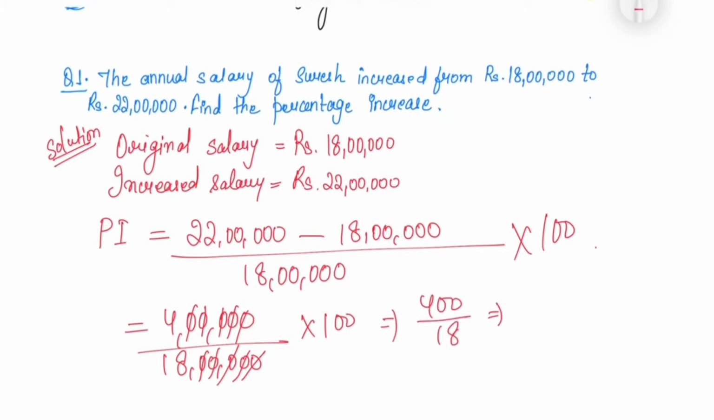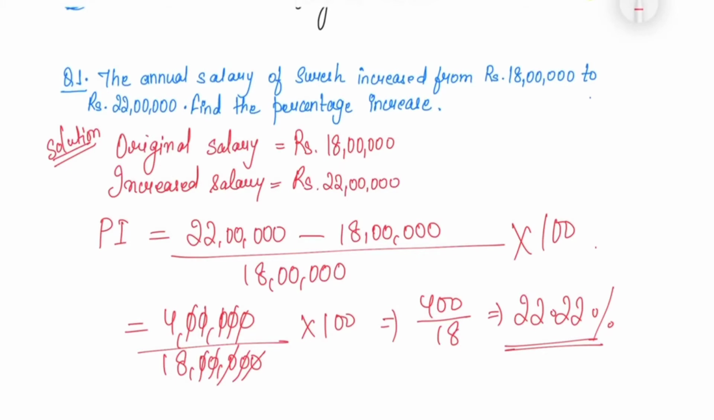When you calculate this, you will get your final answer, that is 22.22%. It means that Suresh's salary has been increased by 22.22%. I hope this question is clear to you about the percentage increase. Now we'll move to the question related to percentage decrease.